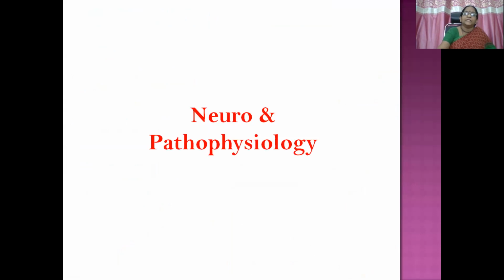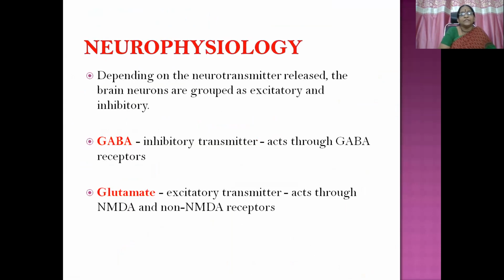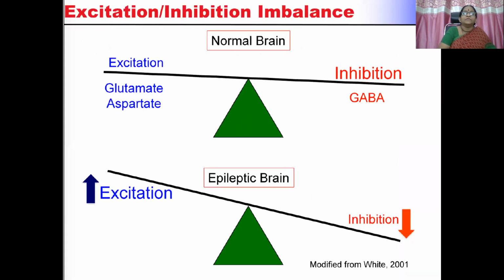The neuro and pathophysiology. Coming to the neurophysiology, depending on the neurotransmitter release, the brain neurons are grouped as excitatory and inhibitory neurons. This point we have discussed already in the introduction to CNS. GABA is an inhibitory transmitter acting through GABA receptors, whereas glutamate is an excitatory transmitter acting through NMDA and non-NMDA receptors. So here you can see this is the normal brain, where the excitation because of the glutamate and aspartate neurotransmitters, and the inhibition because of the inhibitory neurotransmitter, that is GABA, are in balance.